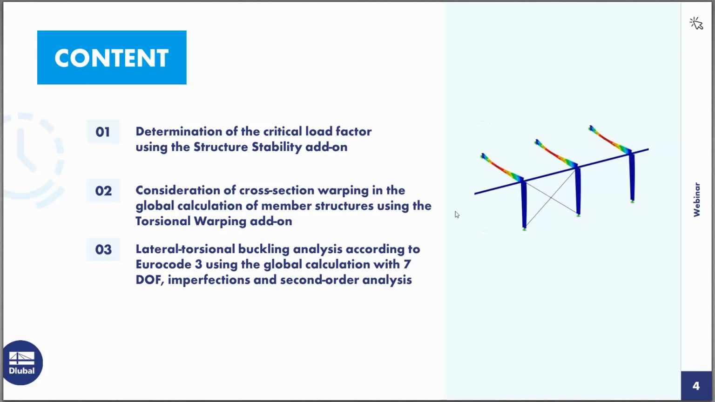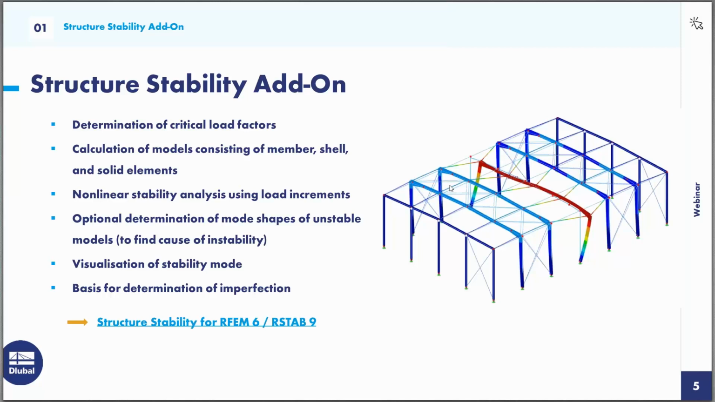So the first thing that we want to look at is the structure stability add-on. Here's a short overview about the features of this add-on. We can use the structure stability add-on to determine critical load factors for our structures and also calculate models consisting of member, shell, and solid elements. In this webinar, I'm going to present members in the structure stability add-on because we also want to show the combination with the 7 degrees of freedom calculation. And I think shell elements and solid elements will also be part of another webinar in the future.